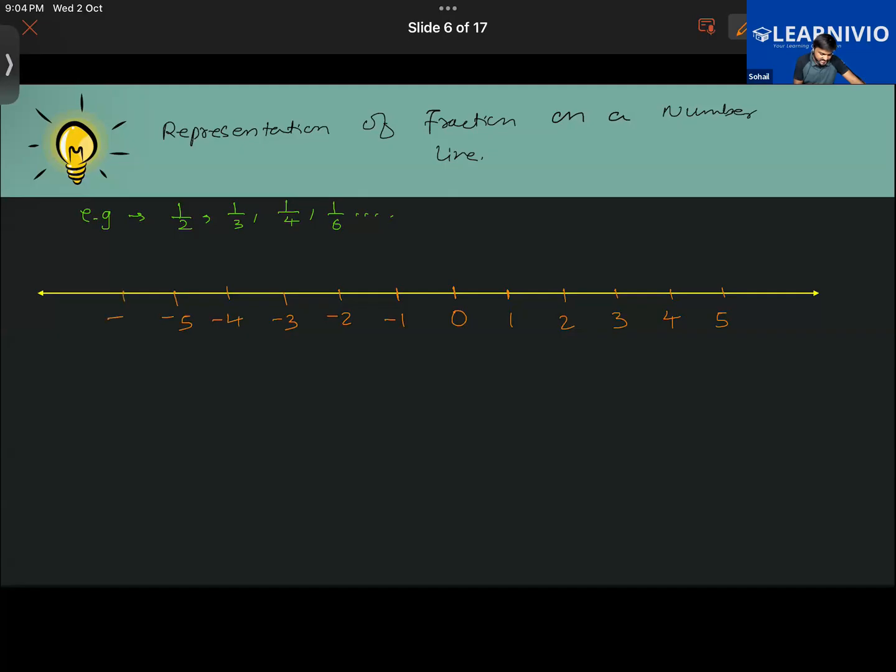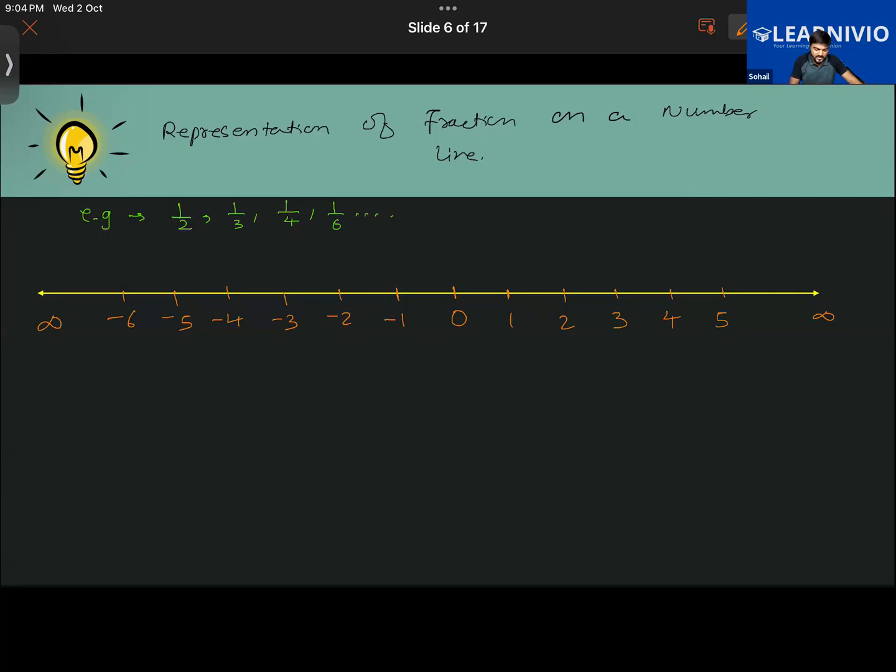Minus 5, minus 6, so on up to infinity. It continues till infinity. The purpose of the number line is that it's a horizontal line in which the numbers should be placed at equal gaps from each other. They are placed at equal intervals from each other.